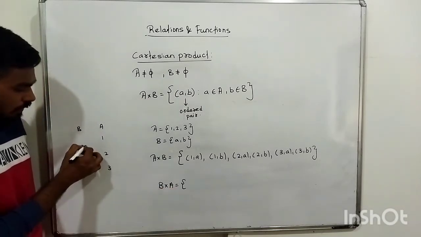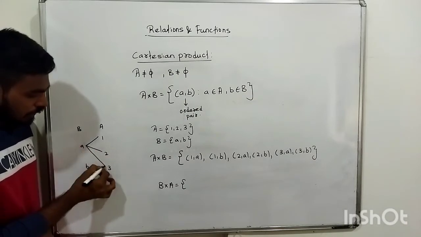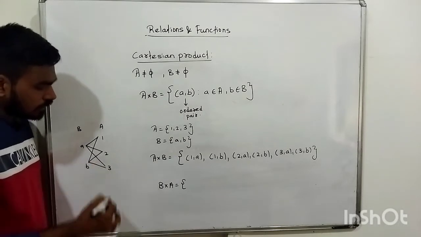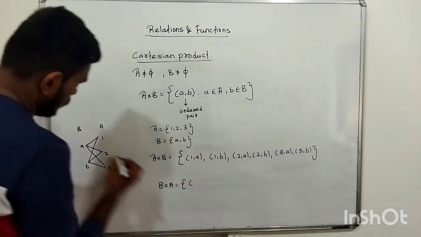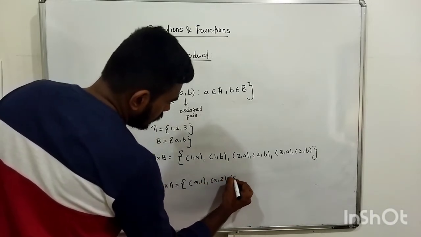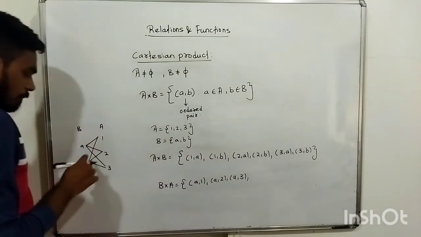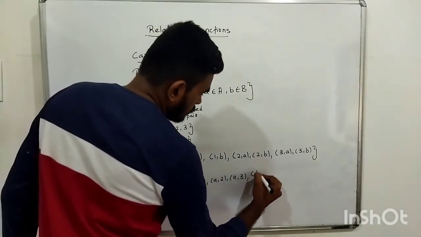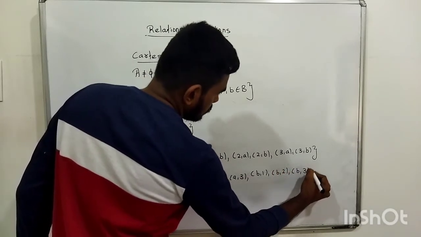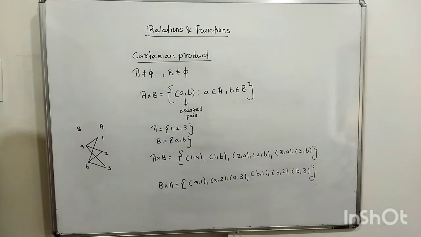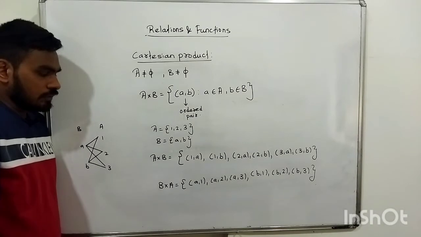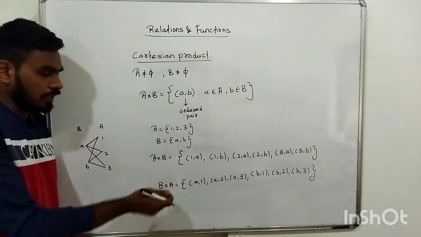So it will be like this: a1, a2, a3, b1, b2, b3. These are all the different pairs that you can get: (a, 1), (a, 2), (a, 3), (b, 1), (b, 2) and (b, 3). So this way we get ordered pairs the other way also, if you are asked to find B cross A.